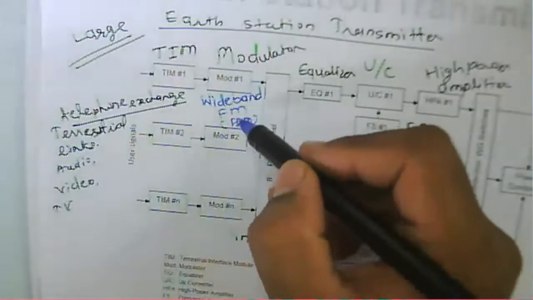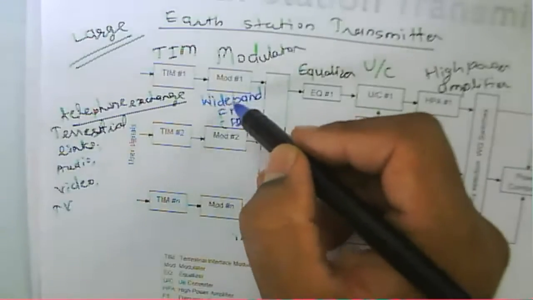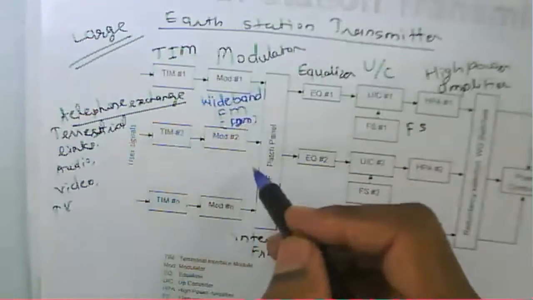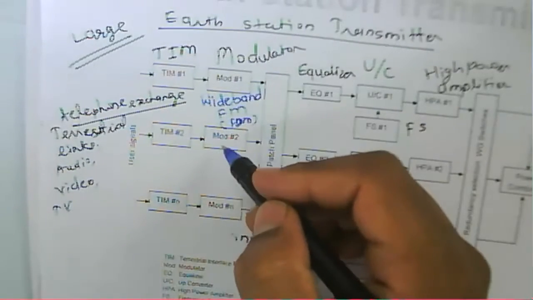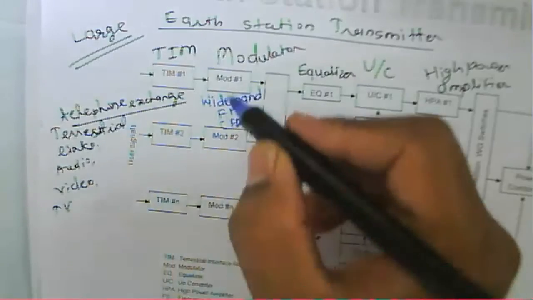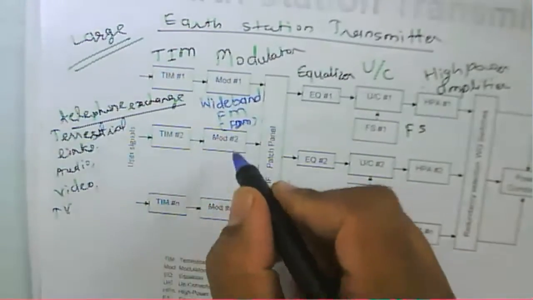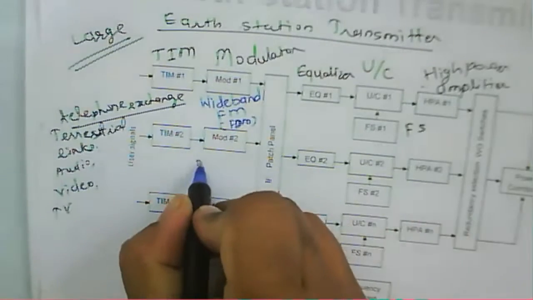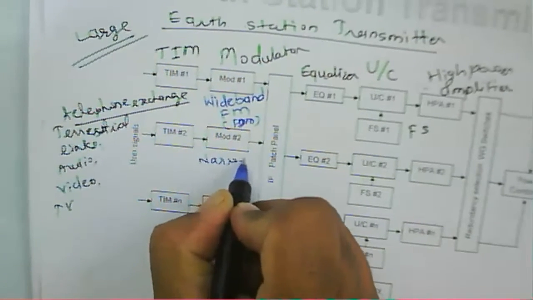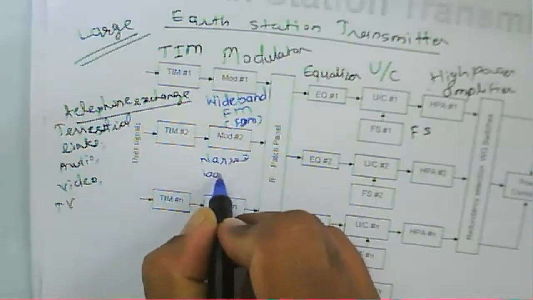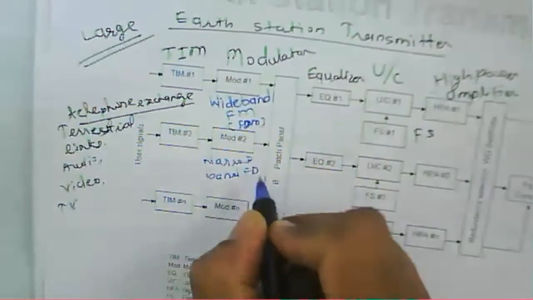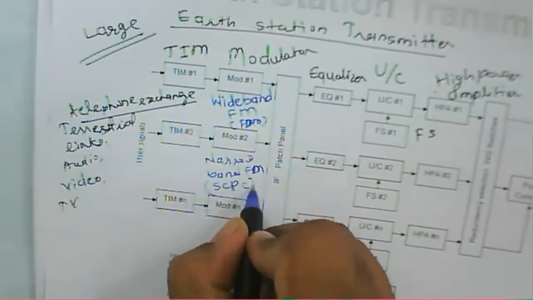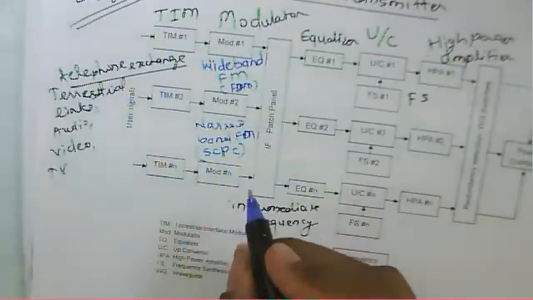So now this modulator here can be a wideband modulator or a narrowband modulator. The narrowband modulator can be useful for transmitting a single channel per carrier. It can be a narrowband FM, and that will be useful for the single channel per carrier, SCPC.